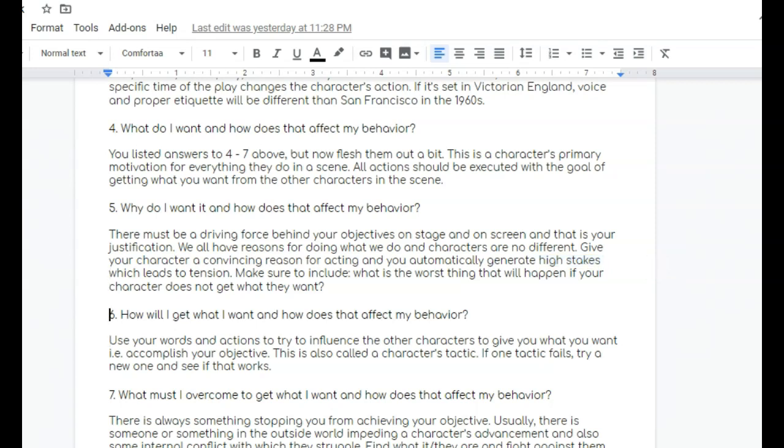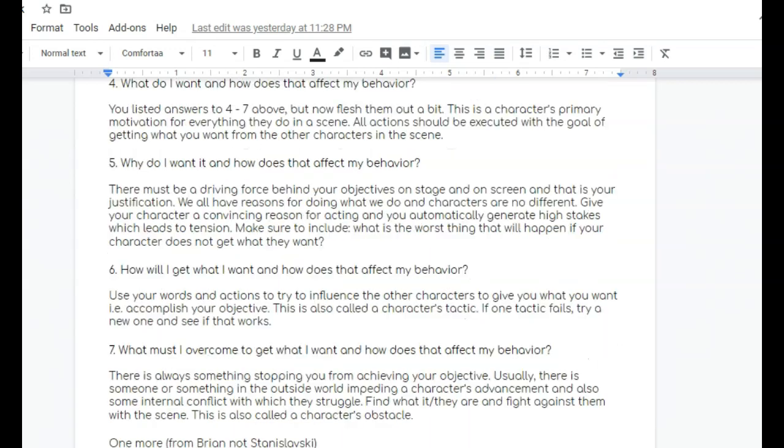How will I get what I want, and how does that affect my behavior? So, what are you doing? Use your words and actions to influence the other character. Don't just give me a list of verbs. Get specific with this. Really put some thought into it.